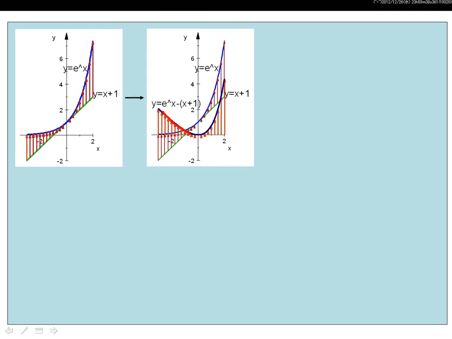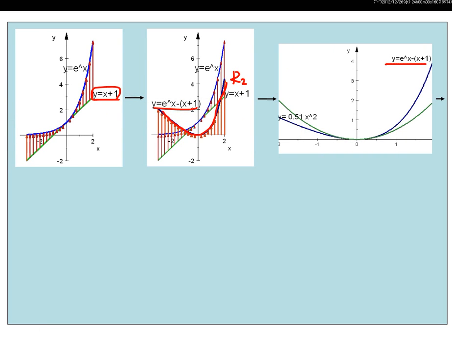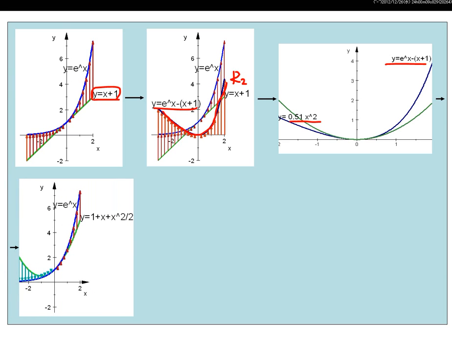So we get this one. This is R2x. This is the first approximation, and we subtract this first approximation from fx, and we get R2x. And we compare R2x with ax squared, and a is about 0.5. So the second approximation is 1 plus x plus 0.5x squared.